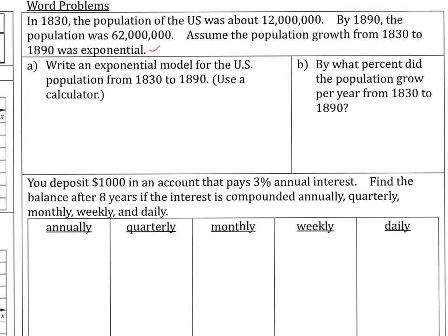So first, I'm given 2 points. In 1830, I can represent that as year 0. And then I will have 12 million people in the beginning. And 60 years later, I take 1830 and subtract that from 1890 to get 60.